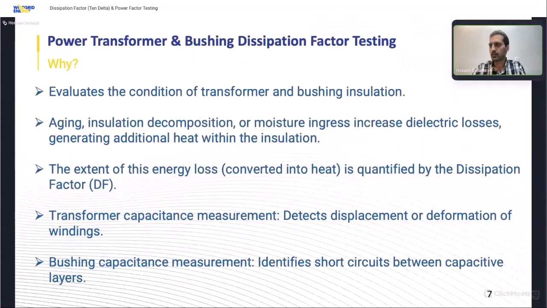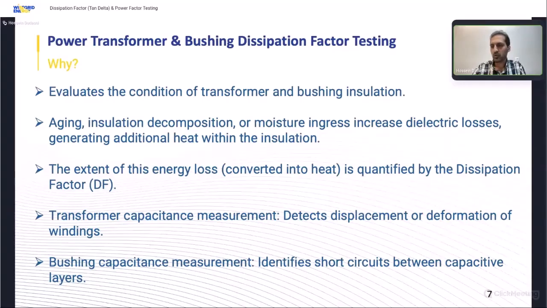Why do we measure tan delta and capacitance? It evaluates the condition of the transformer and bushing insulation. Problems like aging, insulation decomposition or moisture ingress increase the dielectric loss, and that generates additional heat within the insulation. This extent of the energy loss is measured by dissipation factor.